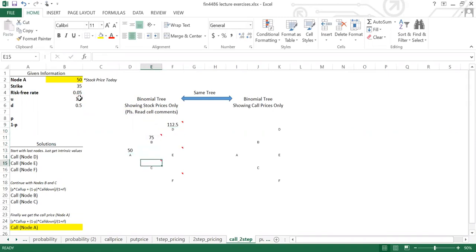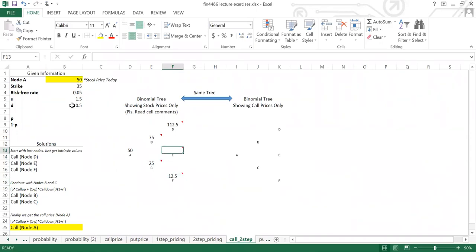Conversely, if we have a price of $50 for the stock today, and then the stock price moves down, then we can get that price exactly by just multiplying this $50 by down, so 0.5. And then let's assume that the stock price continues moving down, so we just multiply this by 0.5 again. And there we go, it keeps going down to 12.5.